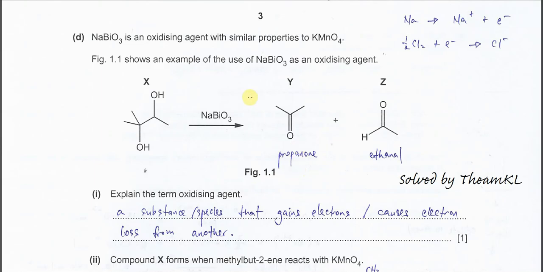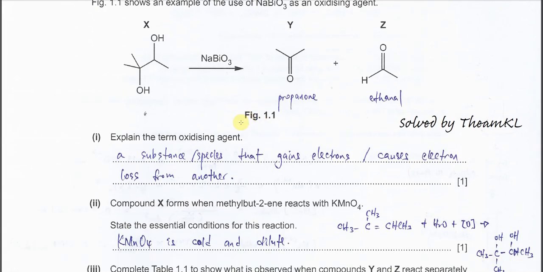Part D. The NaBiO3, so this compound, is an oxidizing agent which is similar to KMnO4. So figure 1.1 shows examples of the use of this oxidizing agent. Part 1. Explain the term oxidizing agent. So an oxidizing agent is a substance or a species that gains electrons.